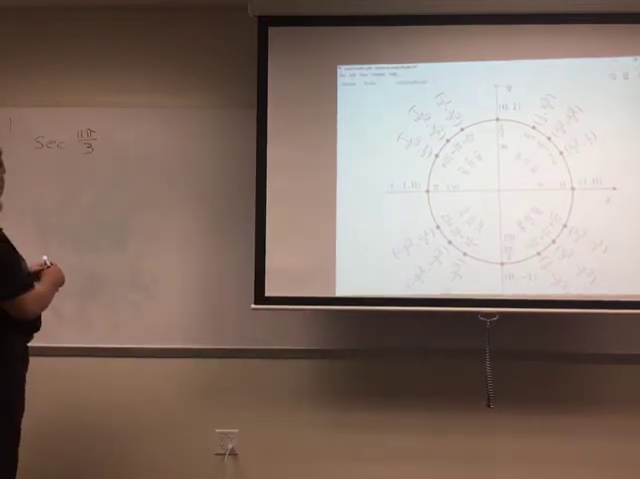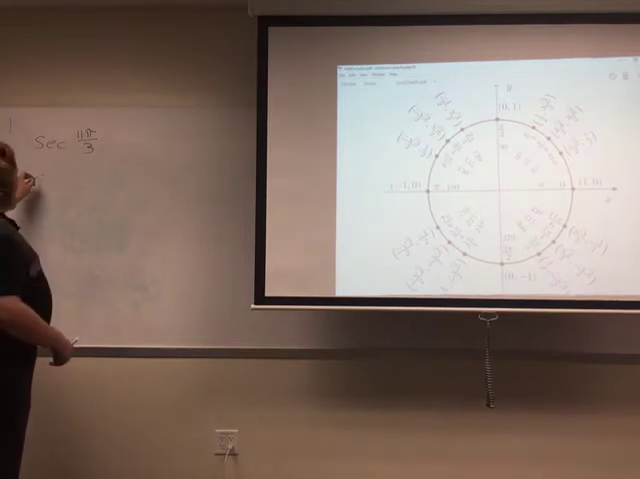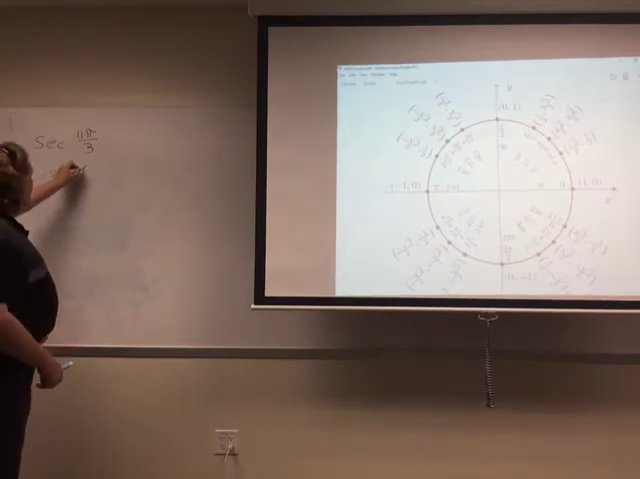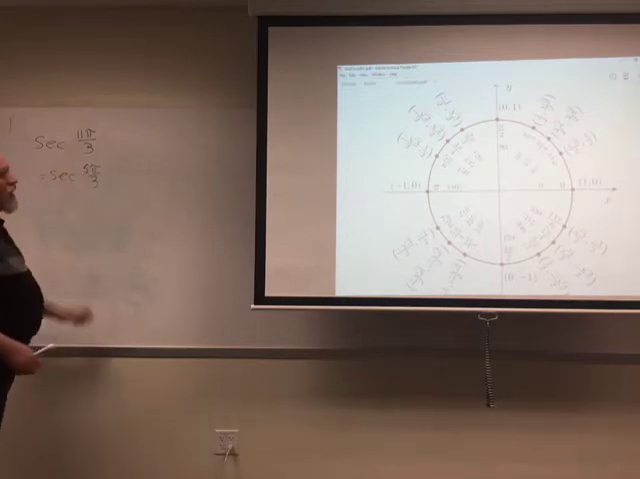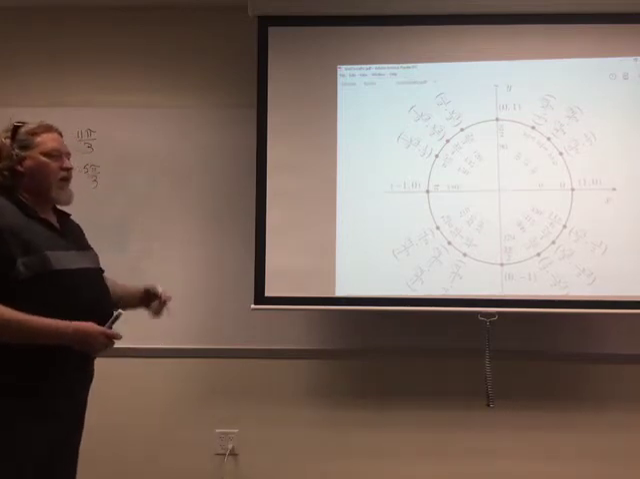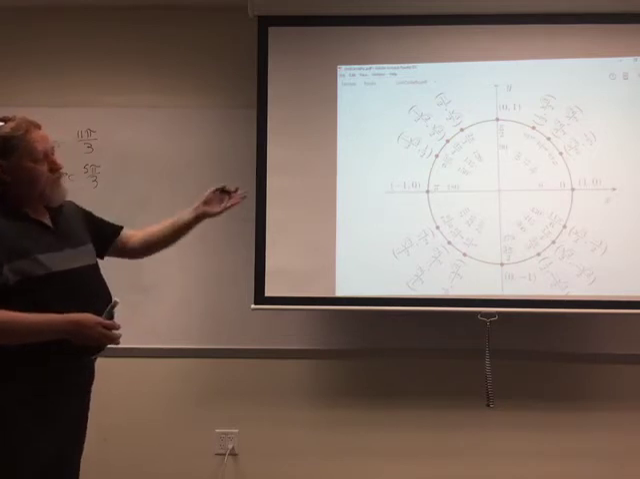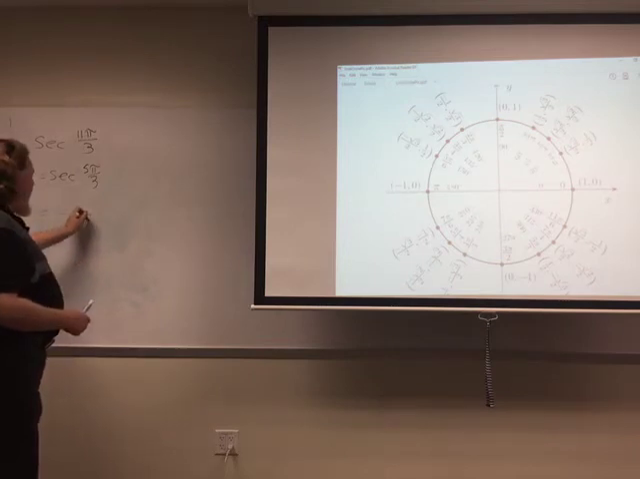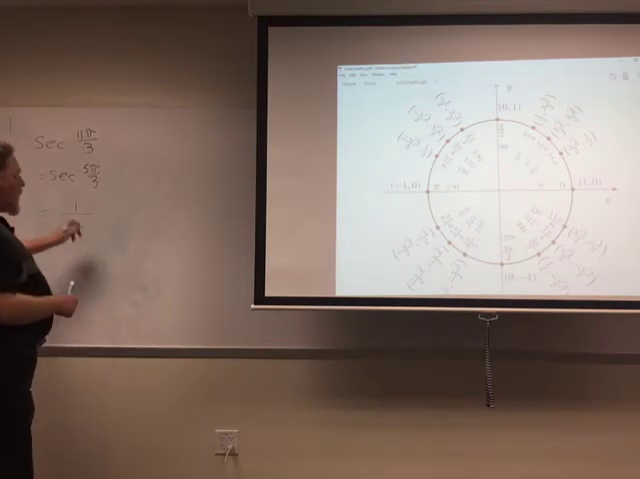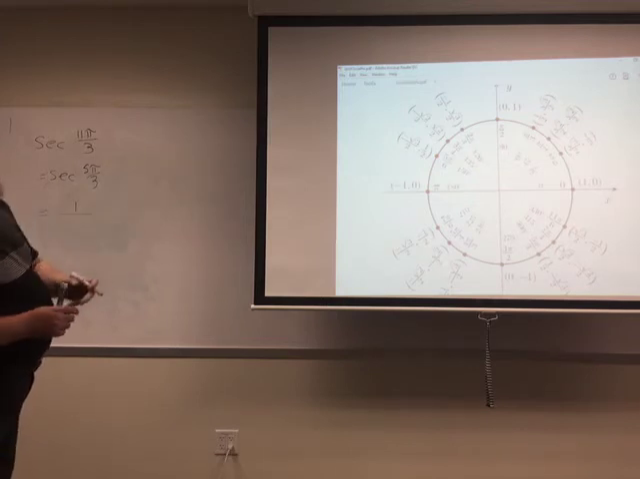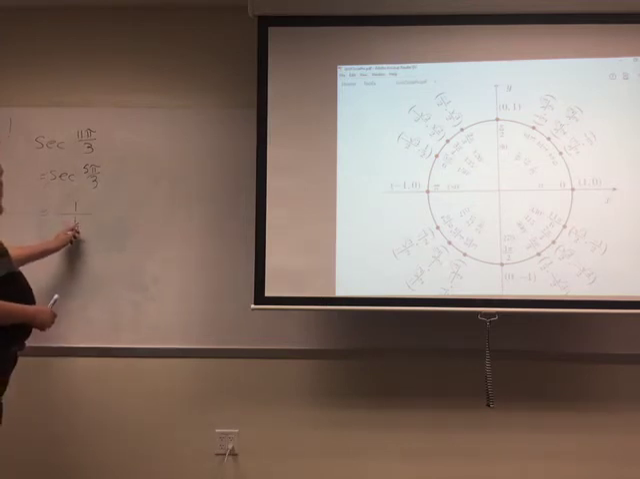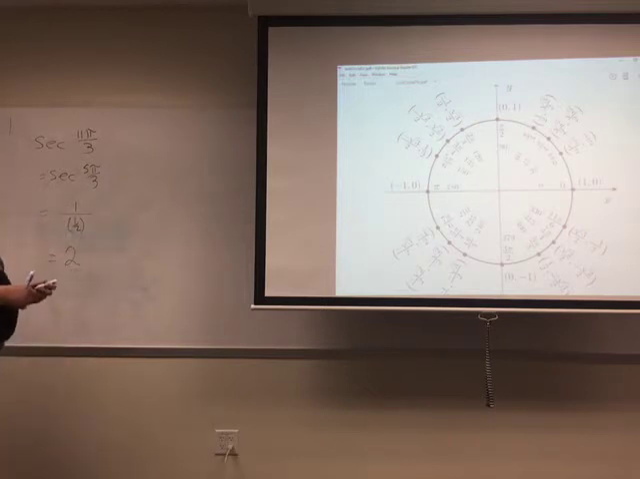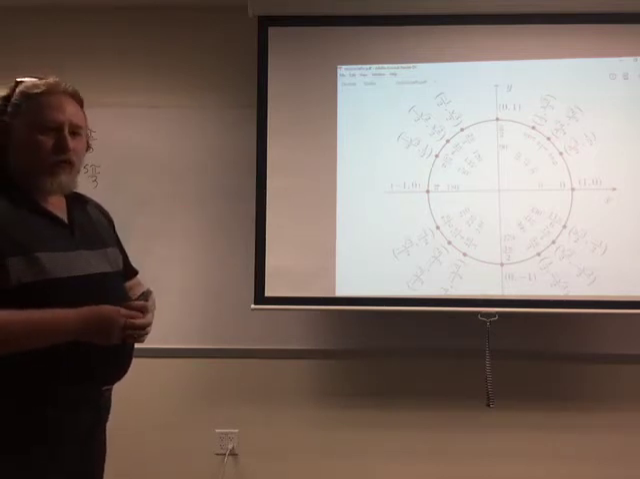So I can say that the secant of 11 pi over 3 is the same as the secant of 5 pi over 3, because they end at the same spot. They are coterminal. And the secant of 5 pi over 3, well, remember, secant is radius over x. And the radius of the unit circle is 1 over x is 1/2. So I have 1 over 1/2, 2. So I now know that the secant of 11 pi over 3 is 2.